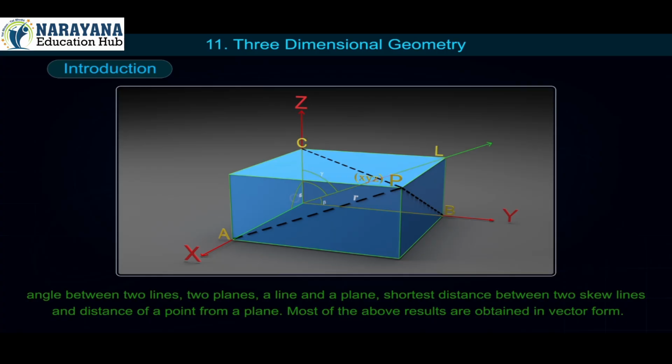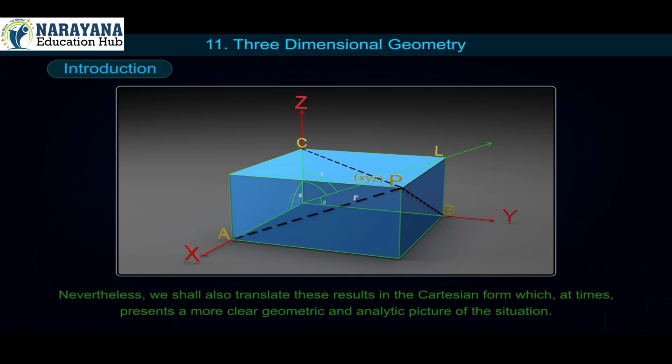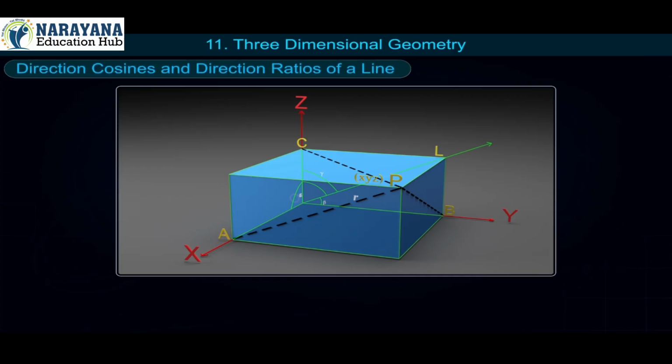Angle between two lines, two planes, a line and a plane. Shortest distance between two skew lines and distance of a point from a plane. Most of the above results are obtained in vector form. Nevertheless, we shall also translate these results into Cartesian form, which at times presents a more clear geometric and analytic picture of the situation.